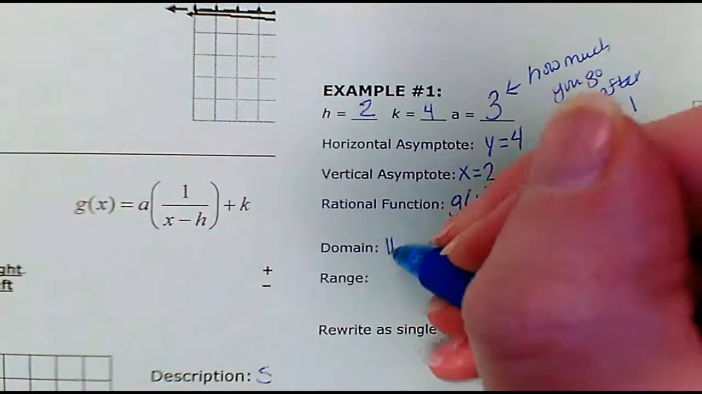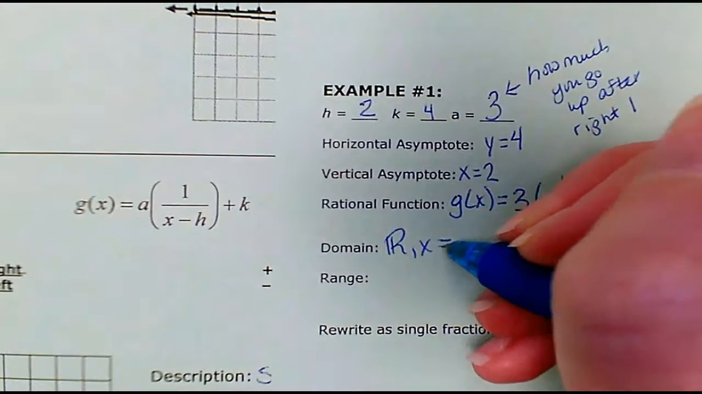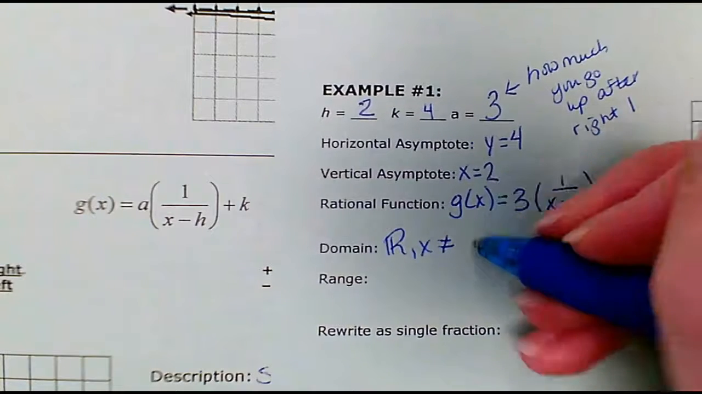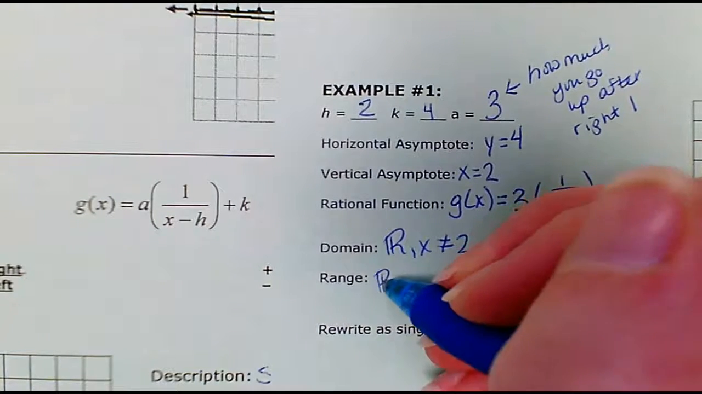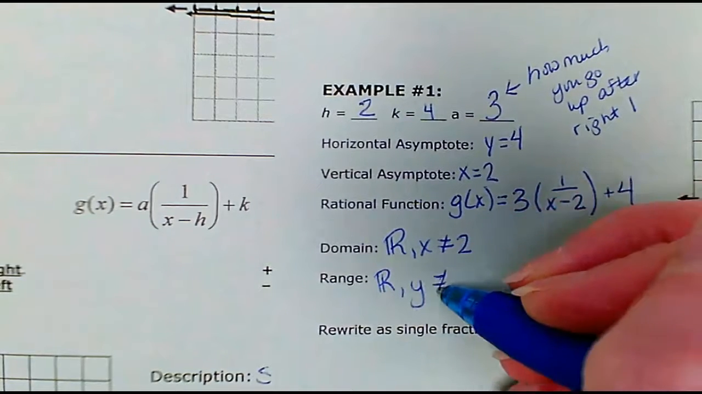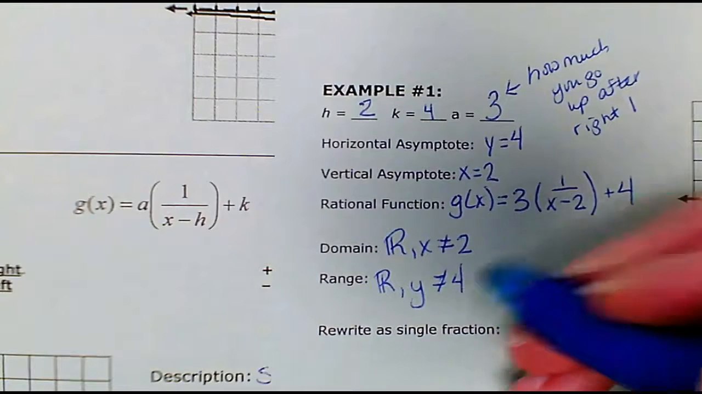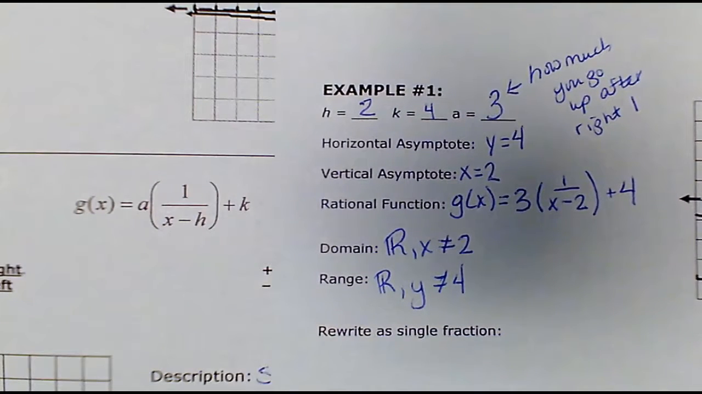The domain is all real numbers. However, the x value cannot equal what? 2. And the range is also all real numbers, but the y value cannot equal 4. Okay.